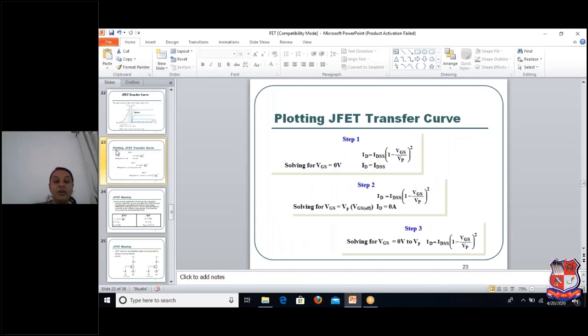So this is your parameters. Also one thing is missing, the transconductance. I will send you the definition of transconductance and the different parameters.